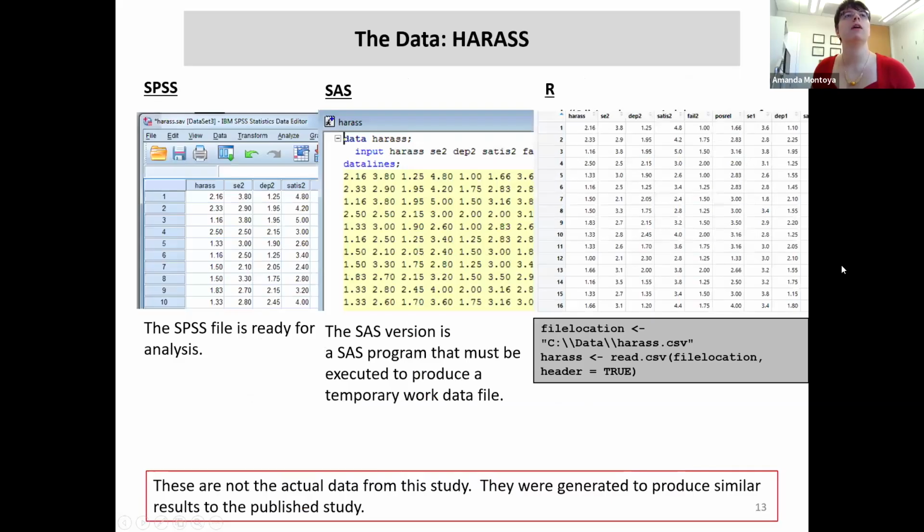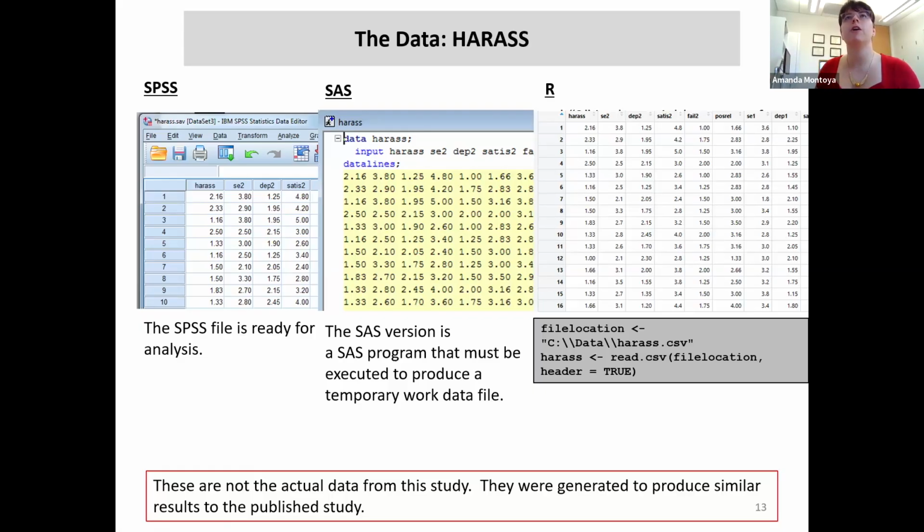Excellent. Depending on which software you're using, you will have to do a little bit of a different thing. For our SPSS users, you can just open the .sav file, and it's ready to go. For our SAS users, there is a SAS program that you have to run, and this will save a temporary work data file. There will be a harass file, and you just have to run that file, and then it will save the data for you.